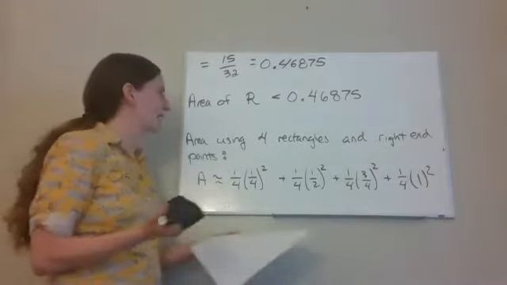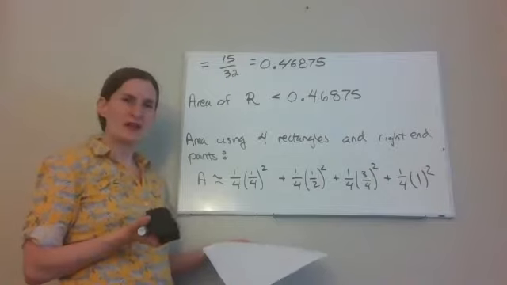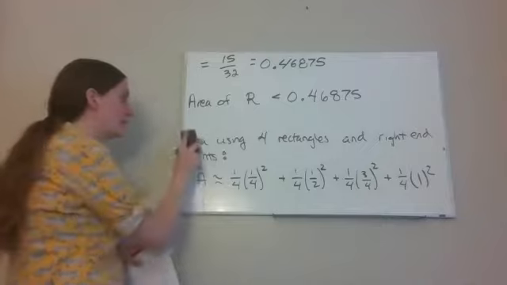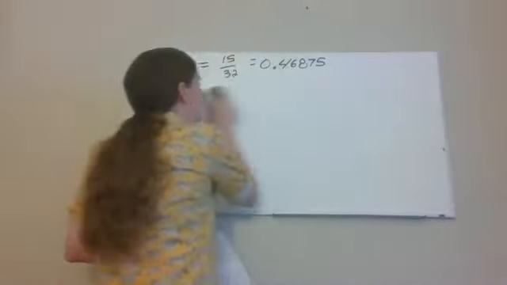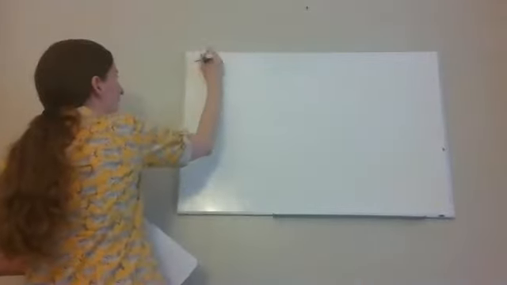So that was taking 4 rectangles using the right endpoint. What would I get if I used the left endpoint of the intervals instead, but still did 4 rectangles? So let's see what happens if we try it with left endpoints.